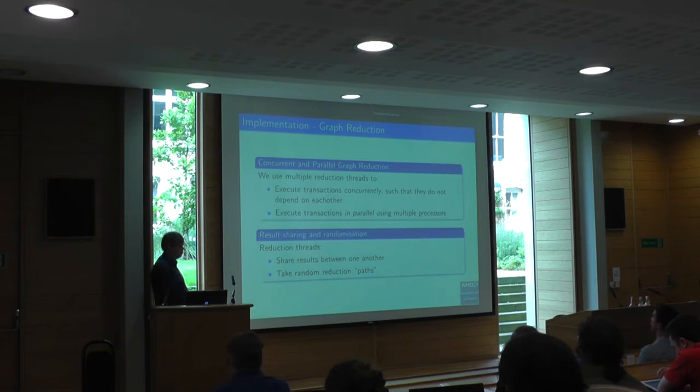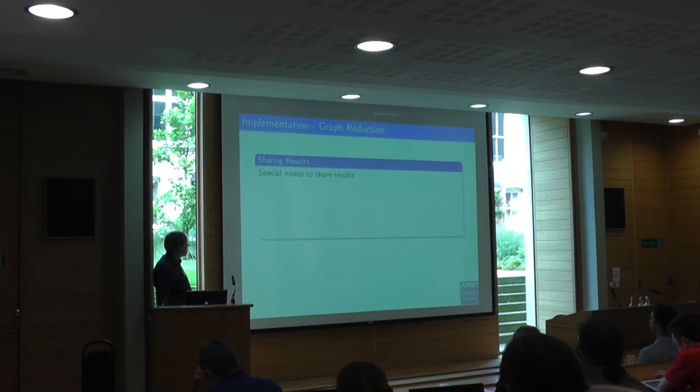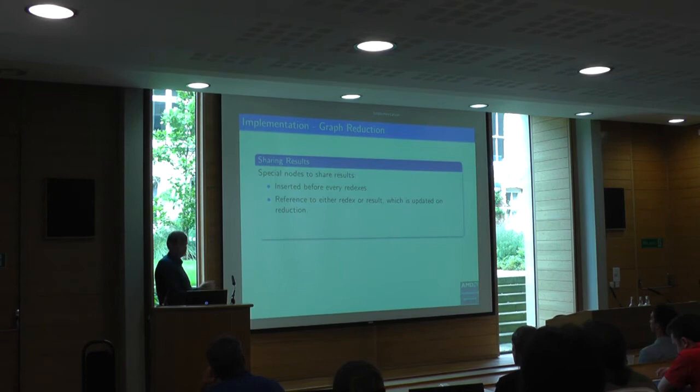To implement this, we have created result sharing nodes. They are inserted before every redex, and they have pointers that point either to the redex or to the result of the redex. But to ensure this is done correctly, we have to make sure the sharing is maintained even in concurrent settings, because you can have two threads which concurrently use the same redex, and both get a result, but you have to ensure that only one of those results is used, otherwise you lose sharing. So in the paper we have an algorithm to do that.